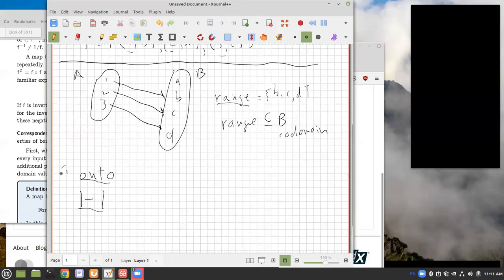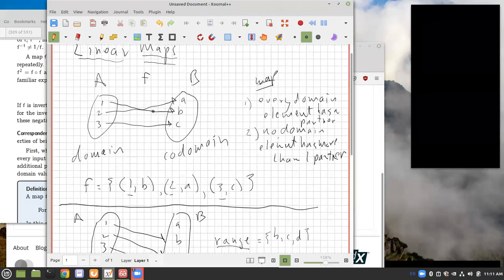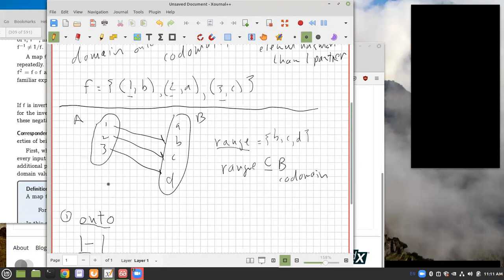The first one: if a map is onto, it means that every codomain element is a partner. So here, this map is onto because A, B, and C are all partners. But this map is not onto because A isn't the partner of any element. You can see that if a map is onto, for finite sets like this, the domain has to be larger than or equal to the codomain B, but it doesn't have to be.